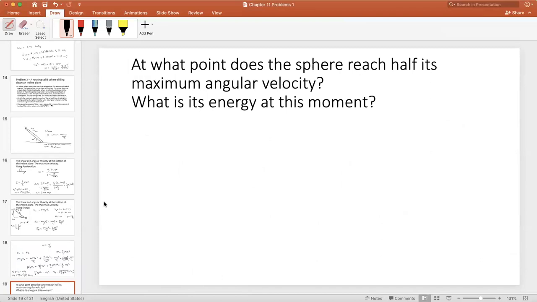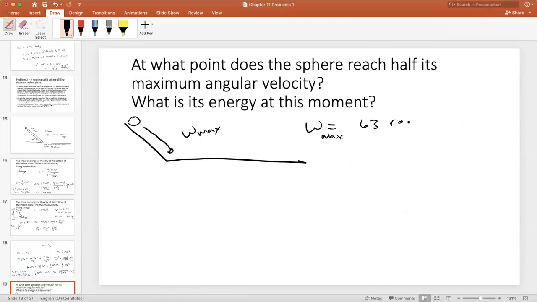So at what point does the sphere reach half its maximum angular velocity? Well, notice that when this thing goes down, right as it reaches the ground, it reaches the maximum. And we just found that was 63, right? So the max is 63 rad per second. Okay.